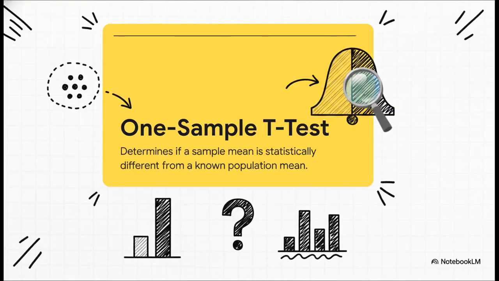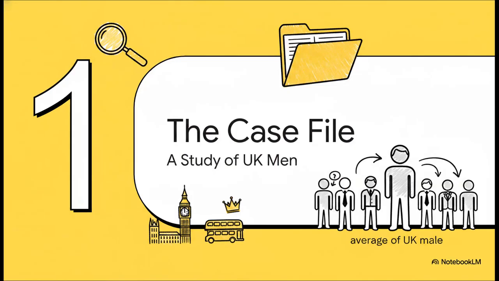The one-sample t-test is built for this very problem. It's a neat little test that takes the average from your small group and puts it head-to-head with a known average from the entire population. And then, and this is the cool part, it tells you if the difference is statistically significant. All that really means is it tells you if the difference is the real deal or if it's just a random fluke. So, to really see how this works, let's open up our case file.